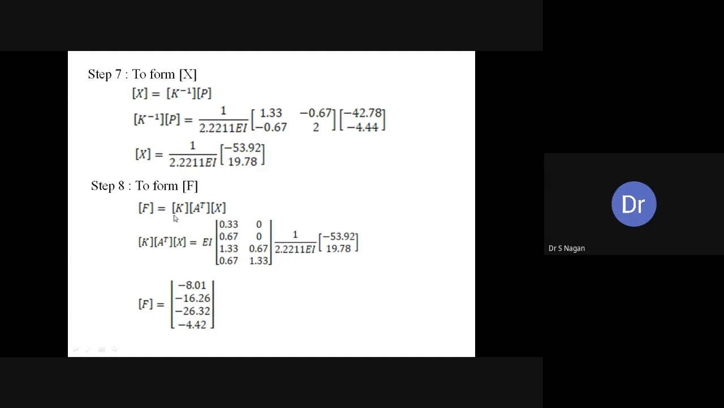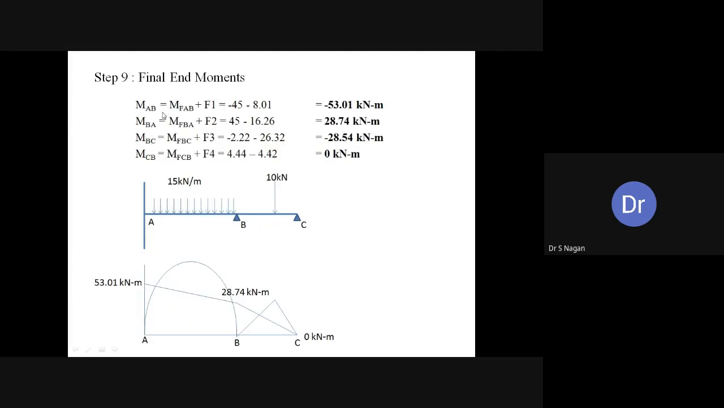So once the internal joint moments are known, then we can find the final end moments. So final end moments will be MAB equal to M of AB plus F1, and MBA equal to M of BA plus F2, MBC equal to M of BC plus F3, and MCB equal to M of CB plus F4.